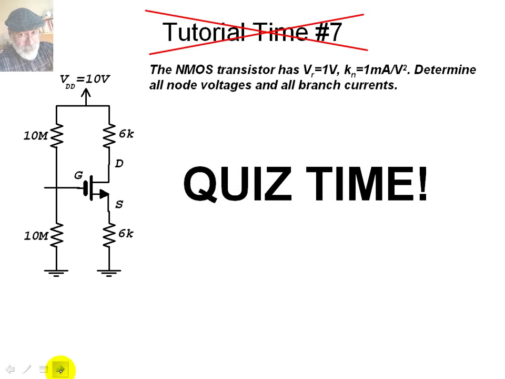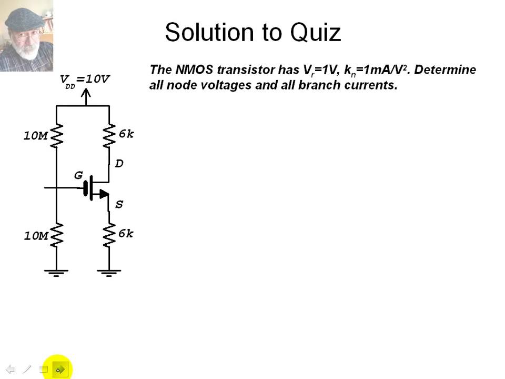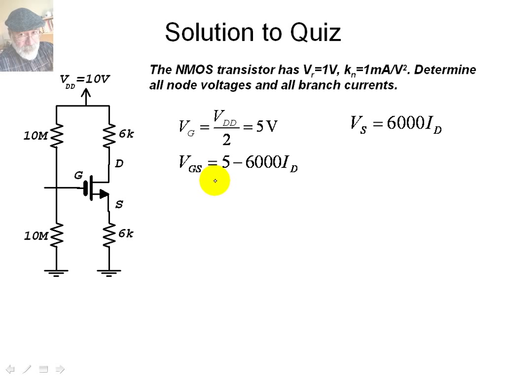At this point, I expect that you've already solved the circuit, and we can work this solution in comparison to the one you did at home. Vg will be given by a voltage divider, 10 multiplied times 10 divided by 20, that is half the voltage VDD, that is 5 volts. And Vs is 6,000 times the current in the drain, whatever that current is. We don't know what it is. VGS is going to be then 5 minus 6,000 times ID.